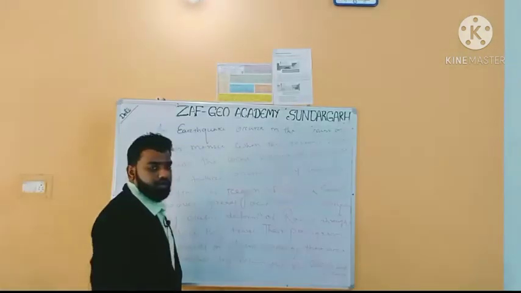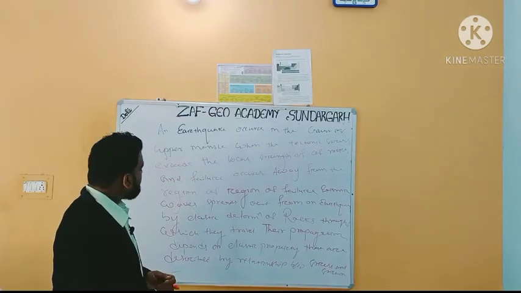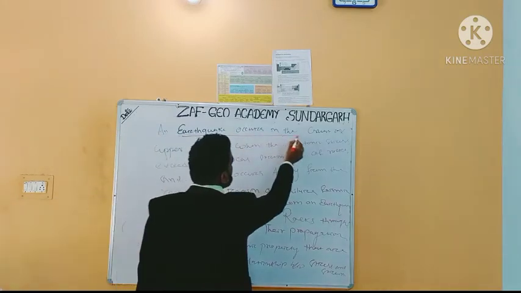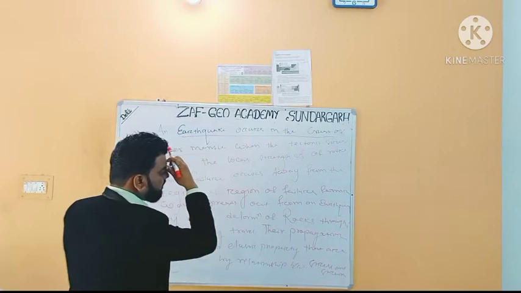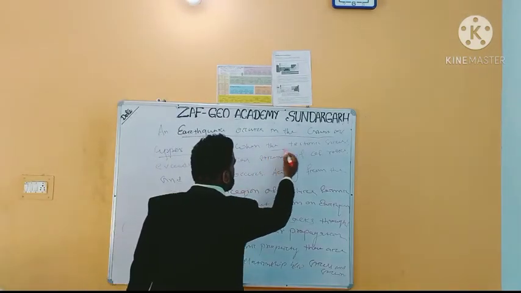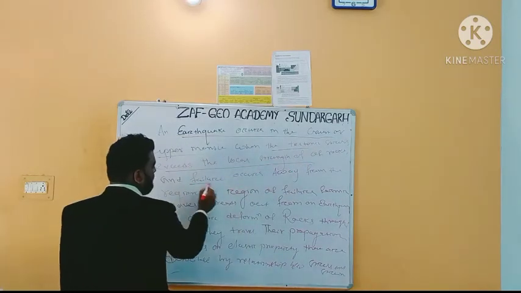So here I'm going to give a little idea about earthquakes, how an earthquake occurs. Here I have written: an earthquake occurs in the crust or upper mantle. So earthquakes always happen in the crust or upper mantle. Why? Because the tectonic stress exceeds the local strength of the rock and failure occurs.